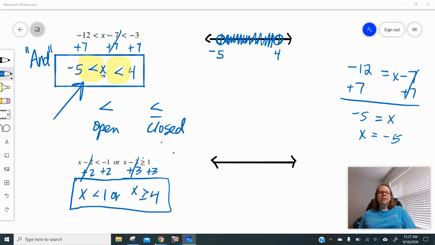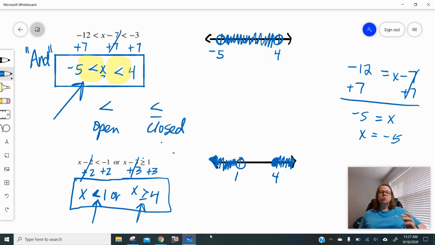Okay, so I need 1, and I need 4. And at 1, it's open because it is less than, and x is less than 1. So notice where x is on that less than side. So x is anything out here that's less than 1, or is greater than or equal to 4. Since it's greater than or equal to, I'm going to close the circle because it could be 4, and it could be anything that is greater than 4, 5, 6, and so on.